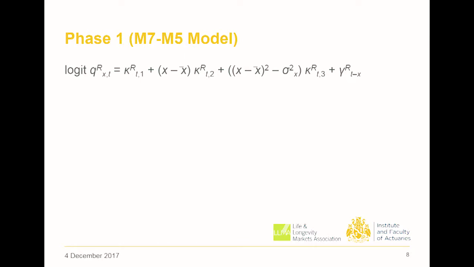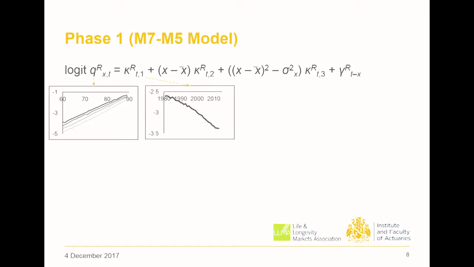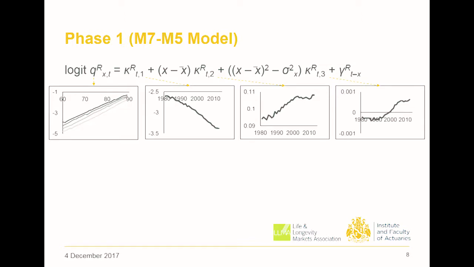M7, M5 model. The first model component is for the reference population. Q represents the reference mortality rate at age x in year t. And as you can see in the graph, the whole mortality curve decreases over time, which reflects the ongoing mortality improvement of the reference population. On the right-hand side of the equation, kappa 1 refers to the level of the mortality curve, and obviously it decreases over time. Kappa 2 refers to the slope of the mortality curve, and you can see that it increases over time, which means the mortality curve gets steeper across time. Kappa 3 refers to the curvature of the mortality curve. Its increasing trend means that the mortality curve gets bent more over time.